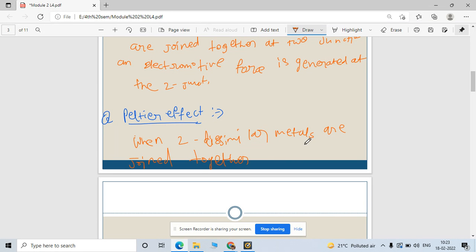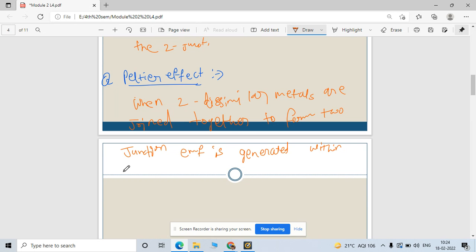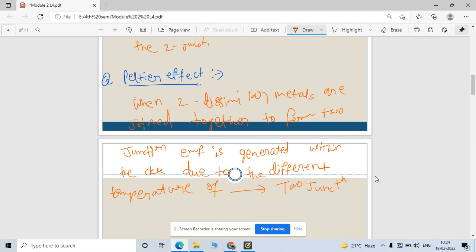When two dissimilar metals are joined together to form two junctions, EMF is generated within that circuit due to the difference in temperature of the two junctions of the circuit, right?